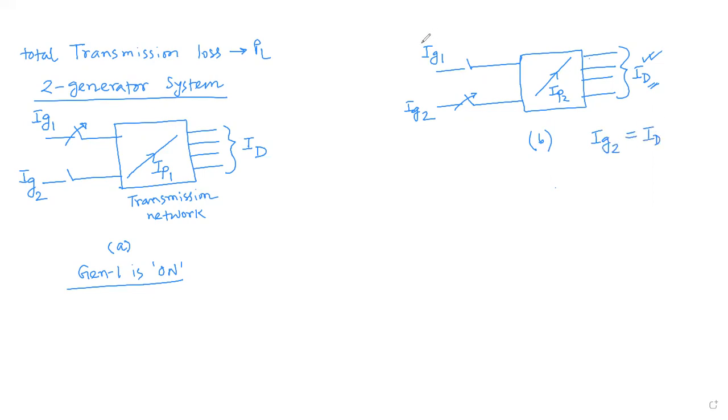And remember, all these are phasors. That's another point I missed. This is an AC transmission network and AC system, so all these are phasors. That means each of them has its own magnitude as well as some phasor angle. So IG2 equals ID in this case, and in this case, IG1 equals ID.